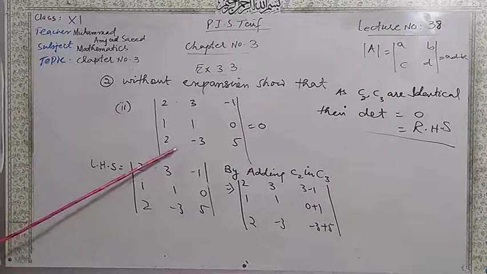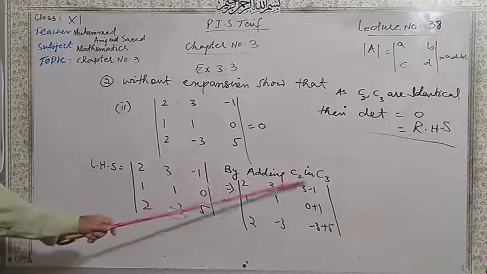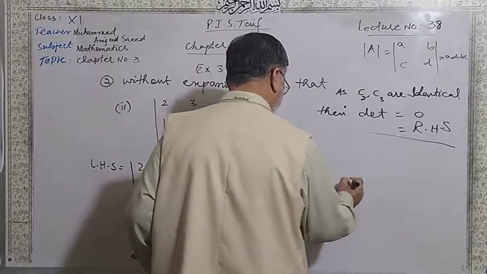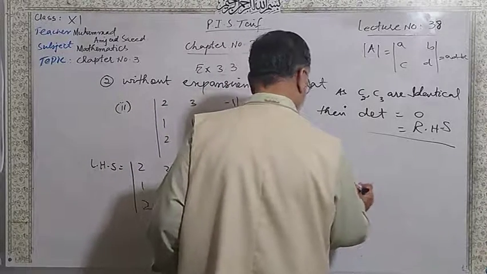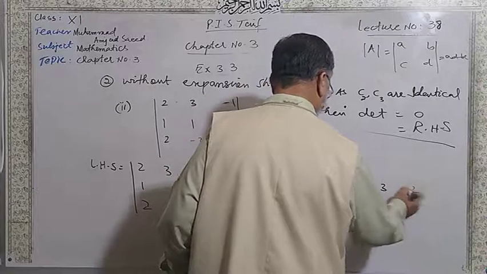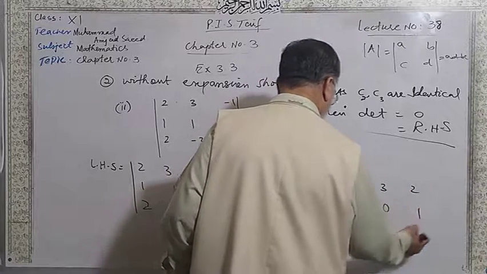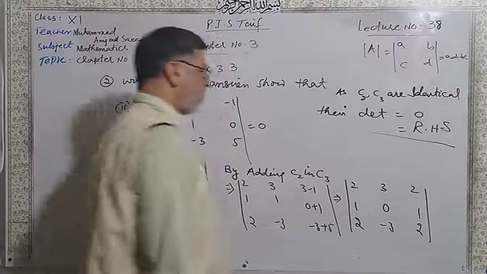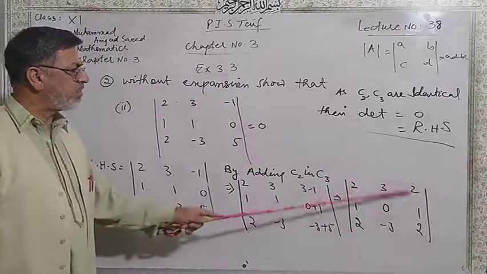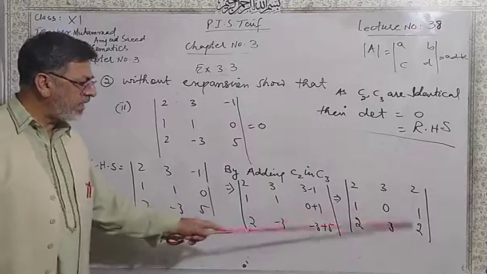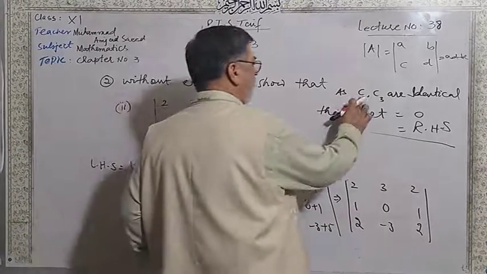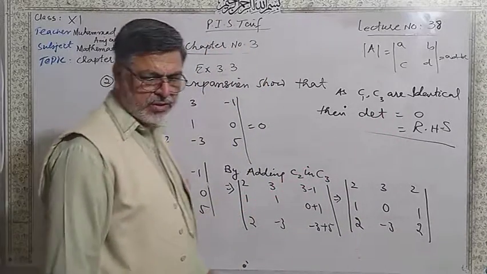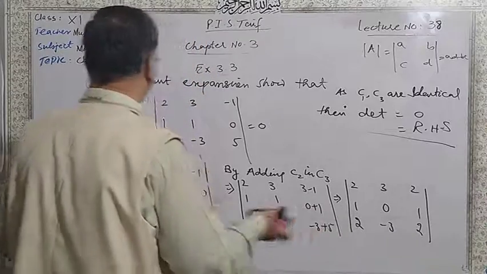Remember that we added C2 in C3, this one, C2 in C3, then we have 2, 3, 2, 1, 0, 1, 2, minus 3 and 2. Dear students, you can check C1 and C3. C1 and C3 are identical. Therefore, determinant is equal to 0, which is equal to the right hand side. That's your answer.